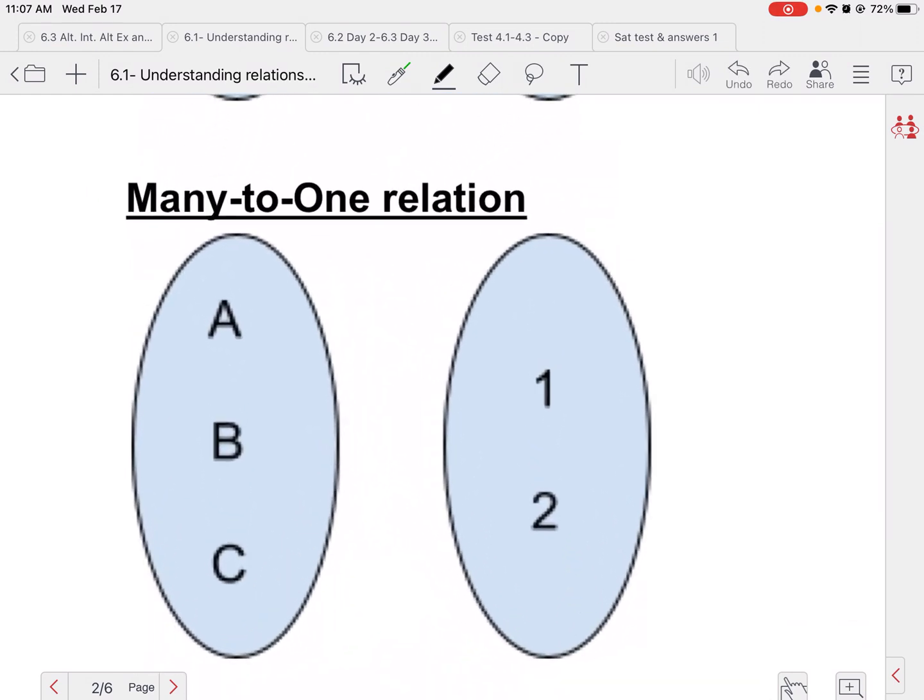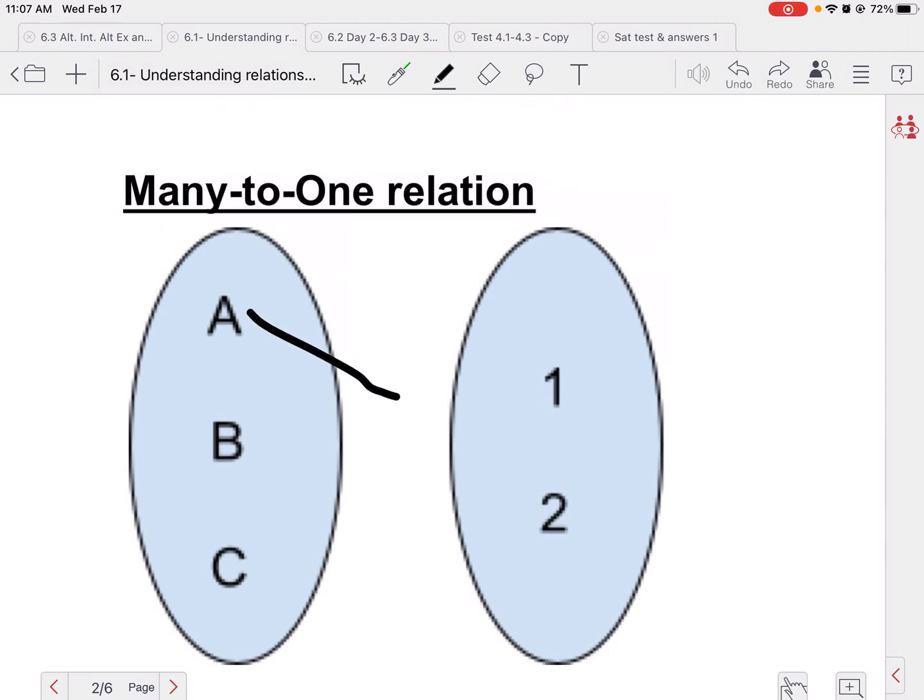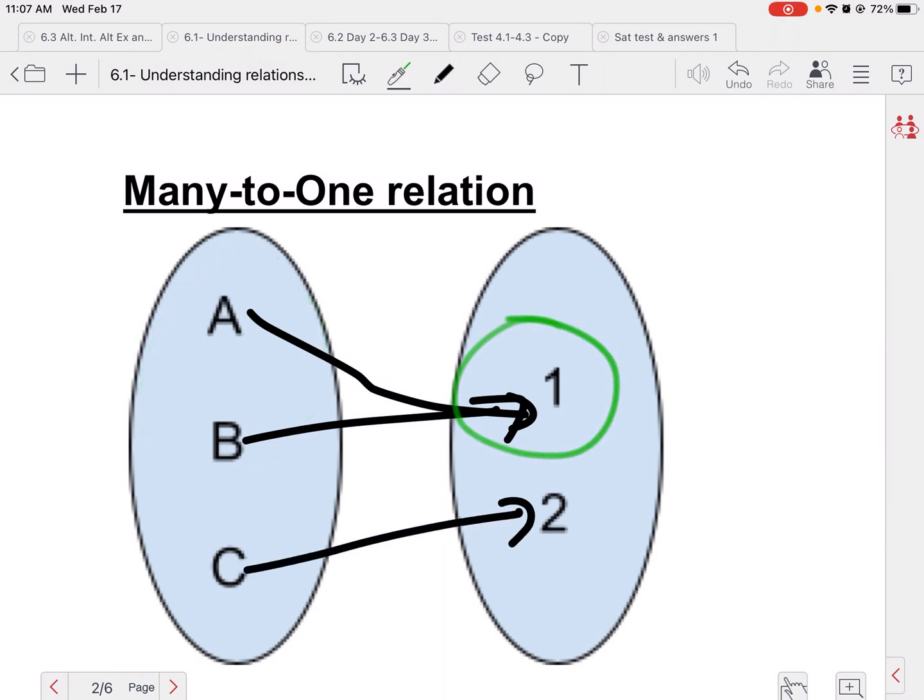Many to one means we have many inputs, or more than one input, going to the same output. Okay. So as soon as I see that I have double things happening here, I know it's many to one, because many things are going to one output.